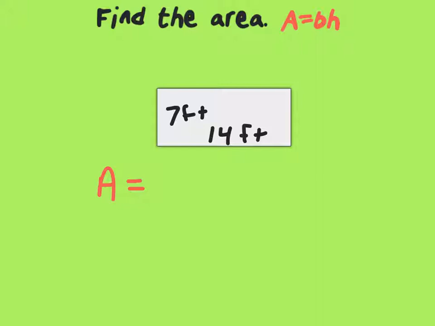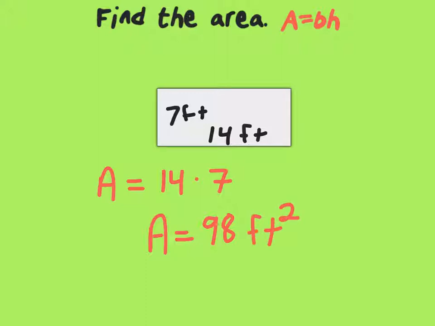You should substitute 14 for B because it's the base of the rectangle. And for the height, what number should you substitute for the H? Hopefully you said the 7. The only thing that you have left to do then is to actually multiply 14 times 7. And when you do, you get the area is 98. Don't forget, you have to put the units, and it's squared.